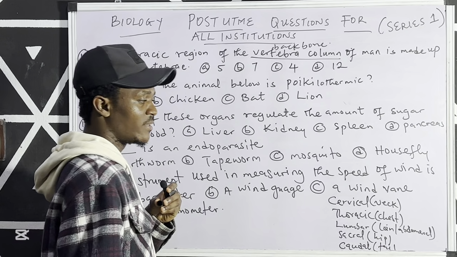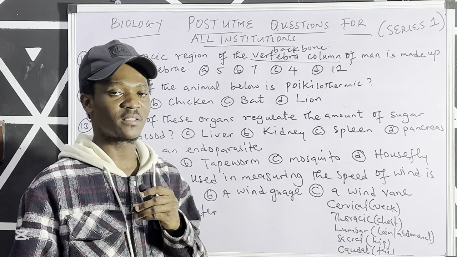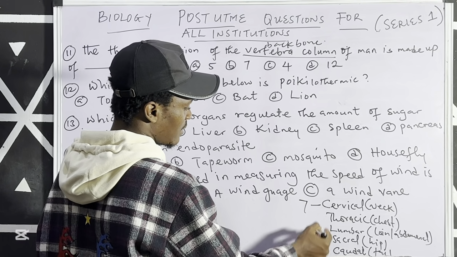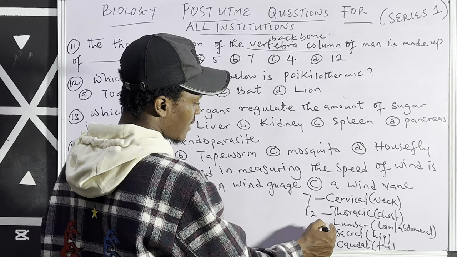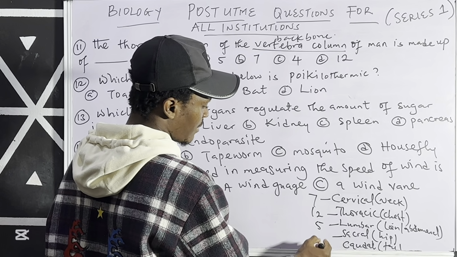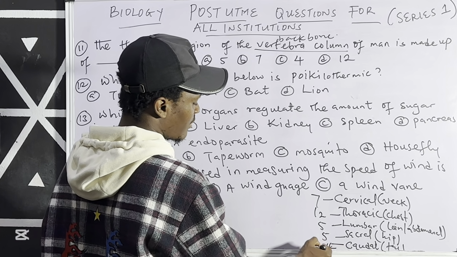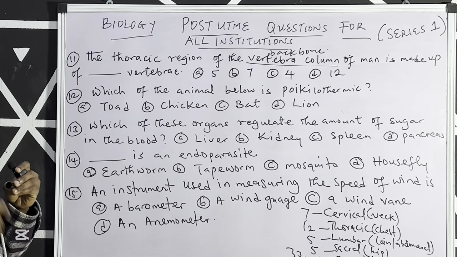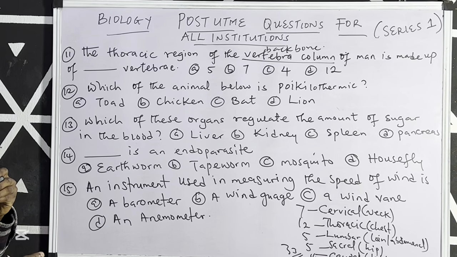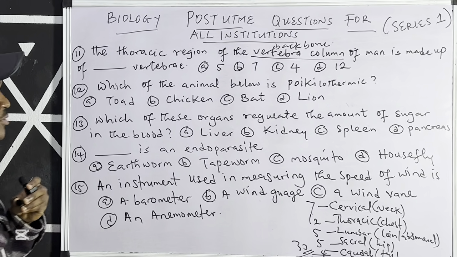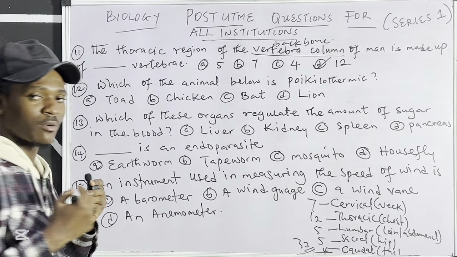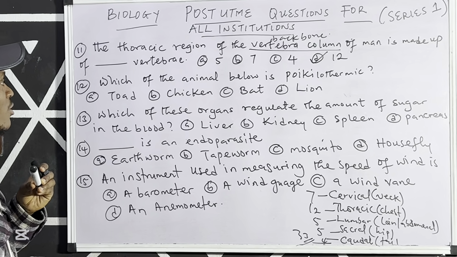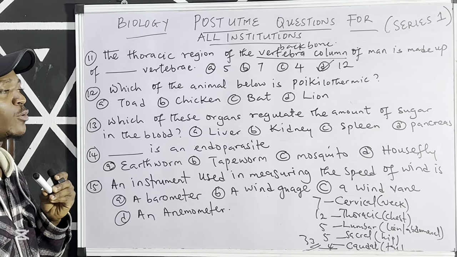Now what they are interested in is the 33 vertebrae, which are the vertebral bones. What are their divisions? We have 7 cervical, 12 thoracic, 5 lumbar, 5 sacral, and 4 caudal. When you sum up everything, you get 33 in total. They are asking us how many bones make up the thoracic region of the vertebral column of man. It's obvious now: 12. So the correct option is option D. Then the next question, question 12. Which of the animals below is poikilothermic?